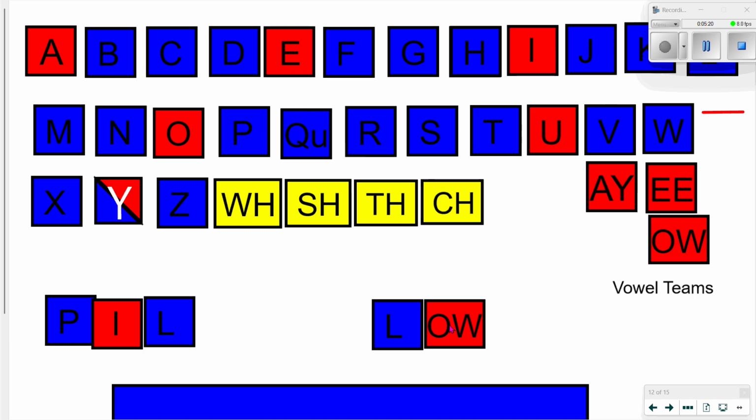And remember, this is the most common way to spell the O sound at the end of words, with the OW. It's the most common one.